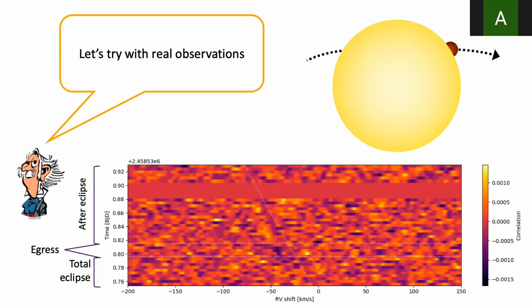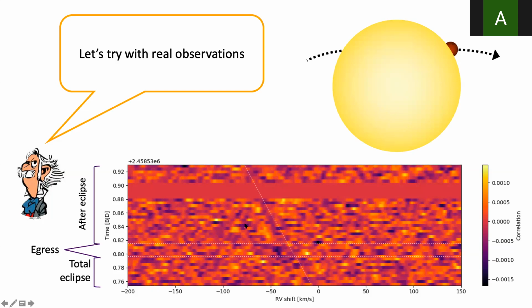Now, with real observations, it looks like this. It's the same configuration as I showed in the previous slide. We observed right after the eclipse. You get the egress here, and the signal is expected to move like that. These are all cross-correlation functions at different times. Maybe we can see something, but it's not clear. It could be noise as well.